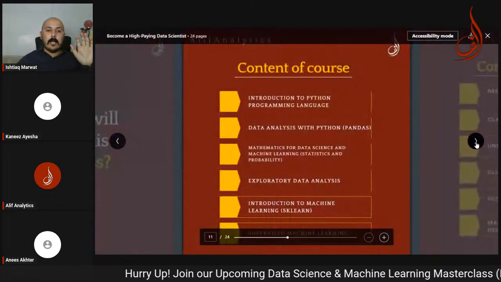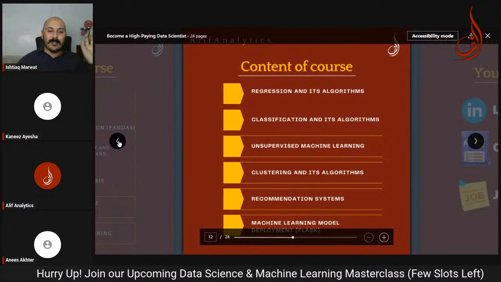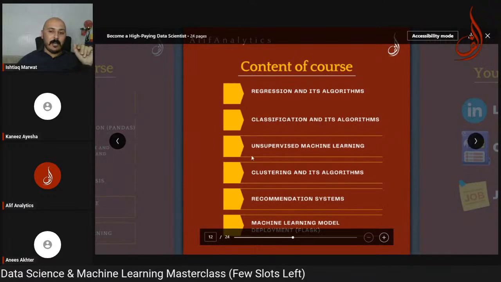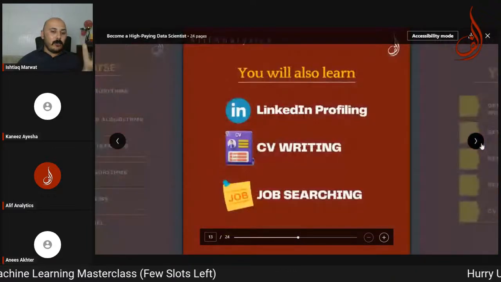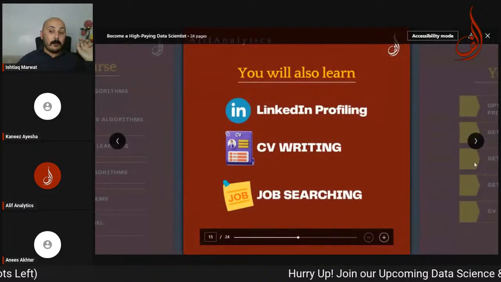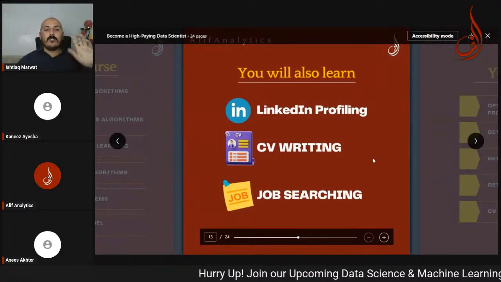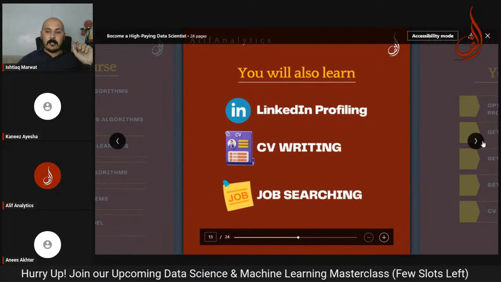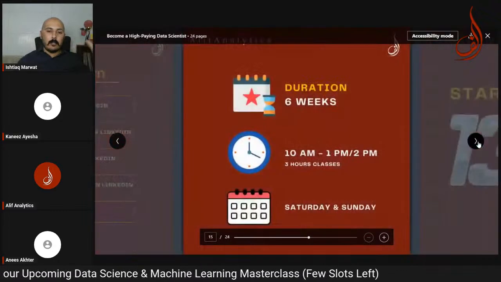This is the course content. I will not go much deeper into it, so you can just check it here on my profile and also on the Aleph Analytics page. And like I told you already, you will also learn LinkedIn profiling, CV writing, and job searching: how you can search for jobs, how you can find clients and find projects as a data scientist. You will learn different things.